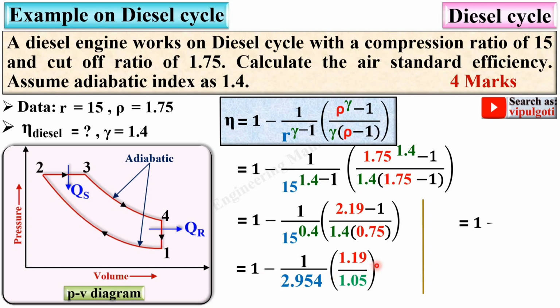So 1 minus as it is. Simplify this whole term. That is equal to 0.3837. Again simplify this one. So it will be 0.6163. Now again it is actually the efficiency. So multiplied by 100 so that you will get the efficiency of diesel cycle as 61.63%. So this is your answer, efficiency of diesel cycle. So make a box.